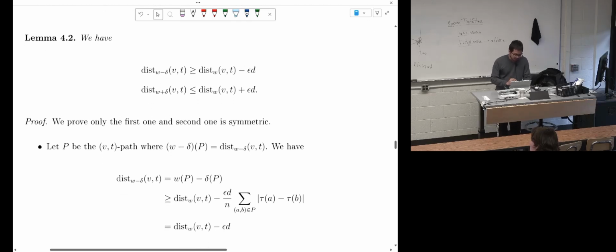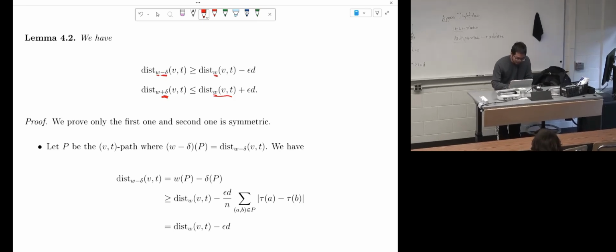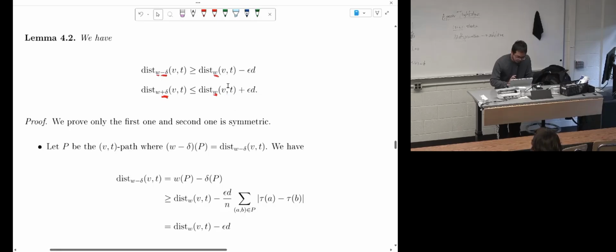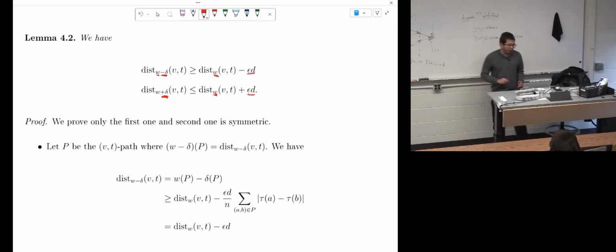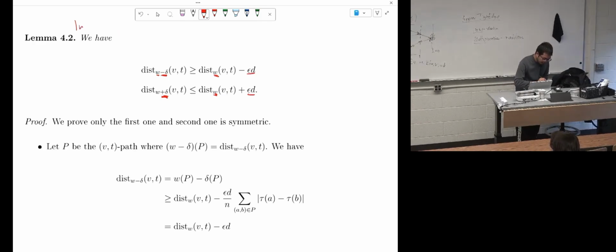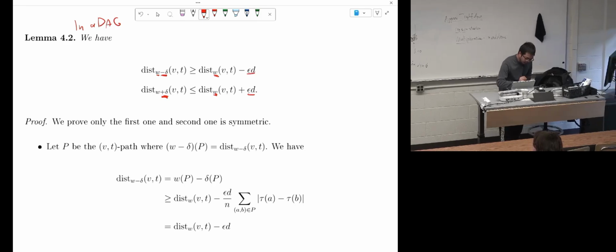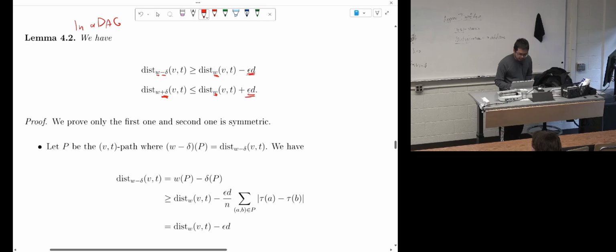One thing to note is that with this additive slack, the distance after subtracting or adding this slack is basically the same as the distance in the real graph, but with this factor. And this is where we use that the graph is a DAG. In a DAG, with this slack, you just need to pay this much.